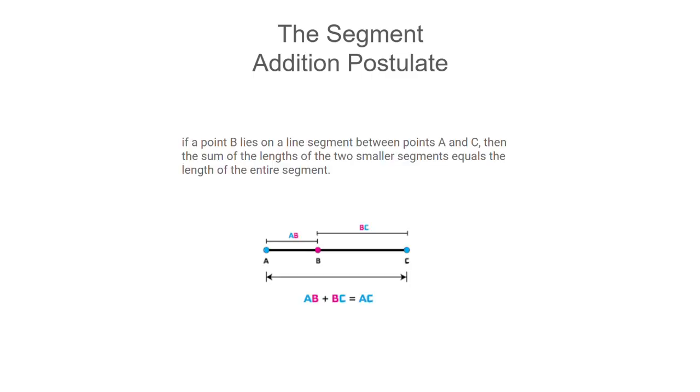Now, the segment addition postulate declares that if you break a straight line segment into smaller pieces, the lengths of those smaller pieces add up to the total length of the original segment. This likely seems pretty obvious, but it still hasn't been proven as it's a postulate. First, we can use this to find the lengths of segments using other lengths, which we will try now.